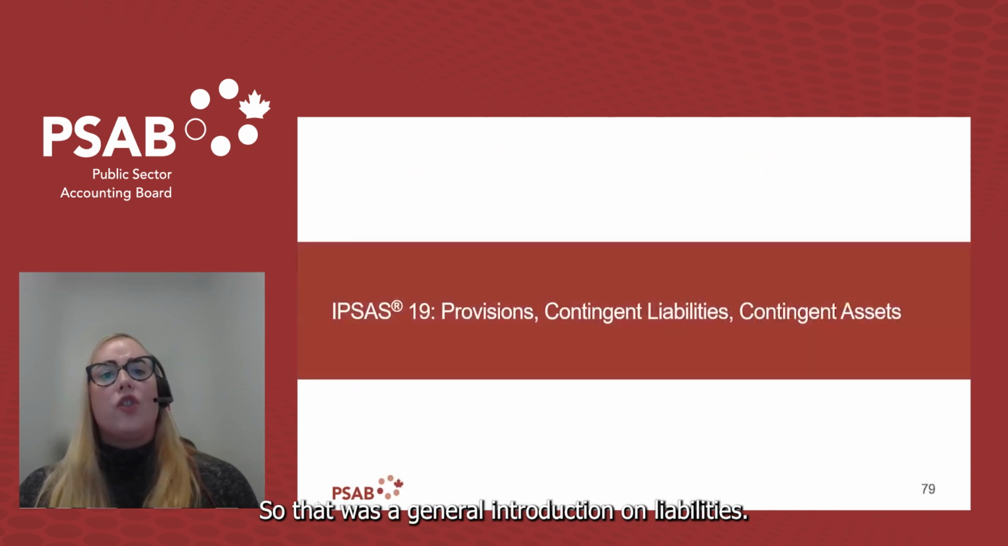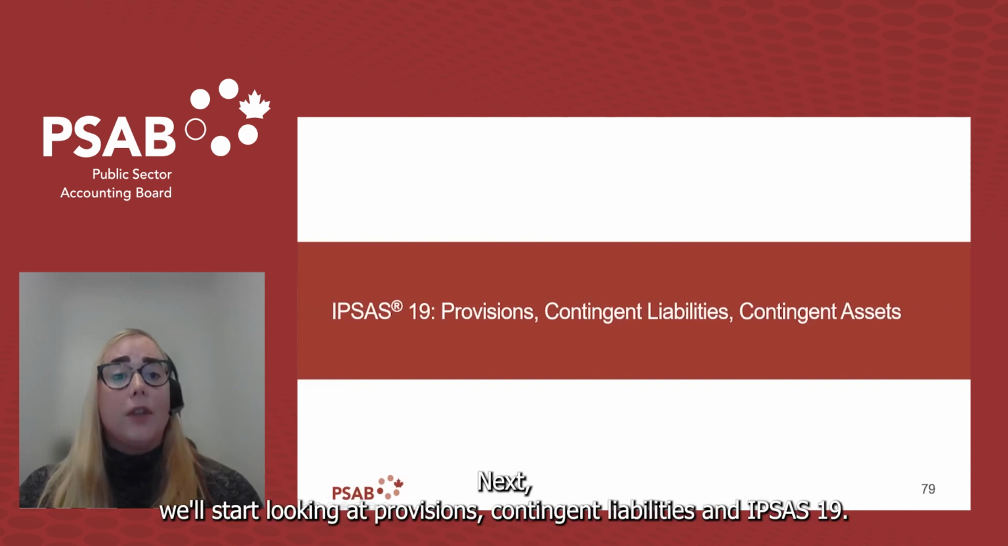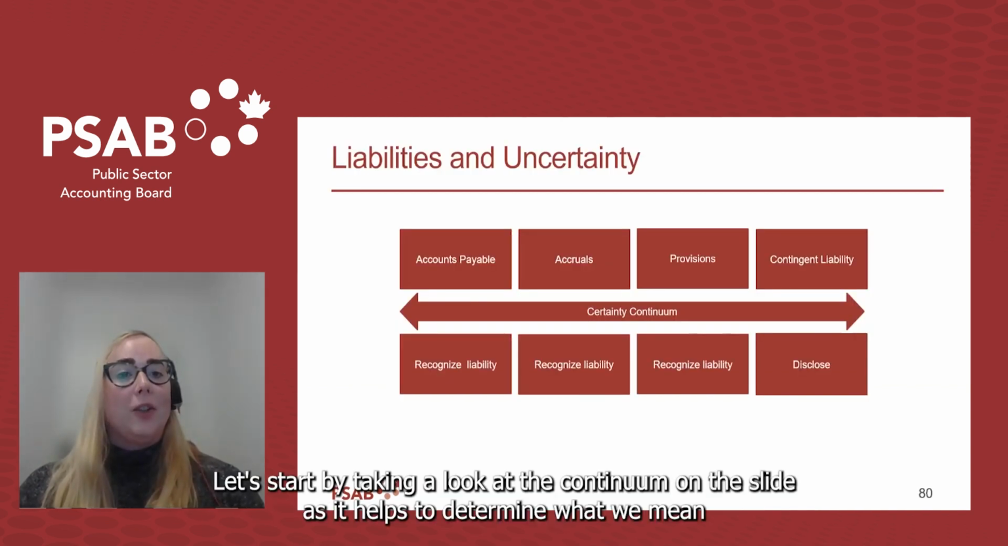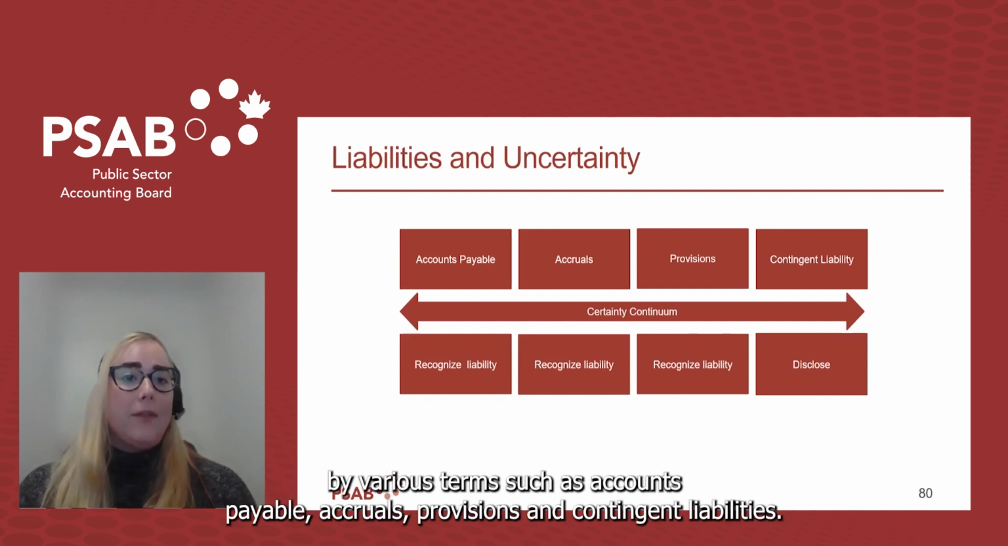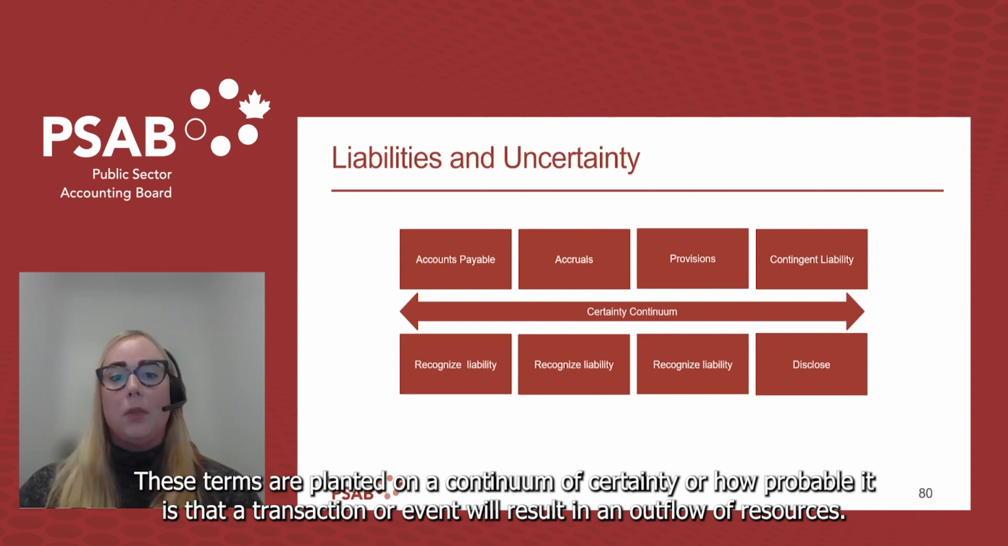So that was a general introduction on liabilities. Next, we'll start looking at provisions, contingent liabilities, and IPSAS 19. Let's start by taking a look at the continuum on this slide, as it helps to determine what we mean by various terms, such as accounts payable, accruals, provisions, and contingent liabilities. These terms are plotted on a continuum of certainty, or how probable it is that a transaction or event will result in an outflow of resources.